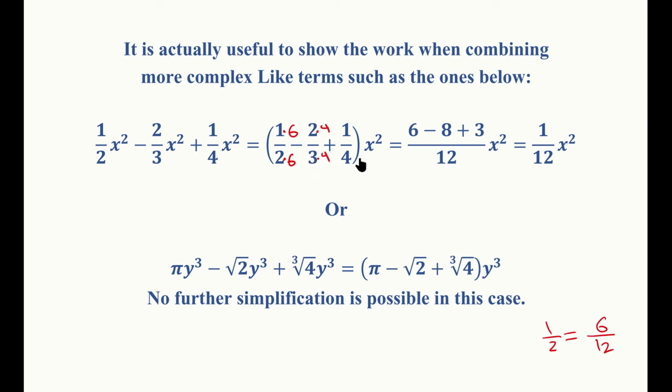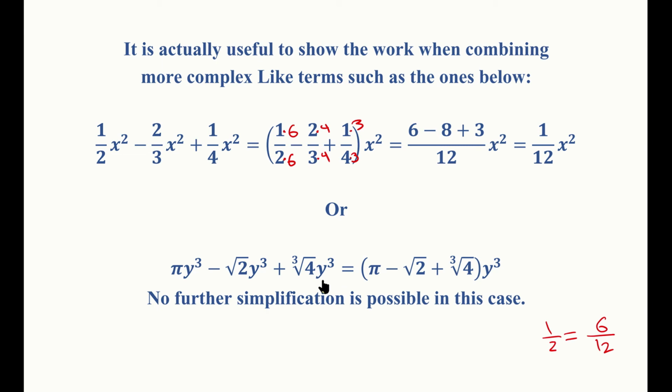So same thing here. And also the 4 we need to multiply by 3, so we have to do the same to the 1 on the top. That's where we get the 6 minus 2 times 4, which is 8, plus 1 times 3, which is 3, over 12, and then x squared on the side. So now we just combine these. 6 minus 8 is -2, plus 3 is 1. So we get 1/12 x squared. So again, when the coefficients are a little bit more complicated, definitely show the intermediate step so you don't make any careless errors. So here we have another example.